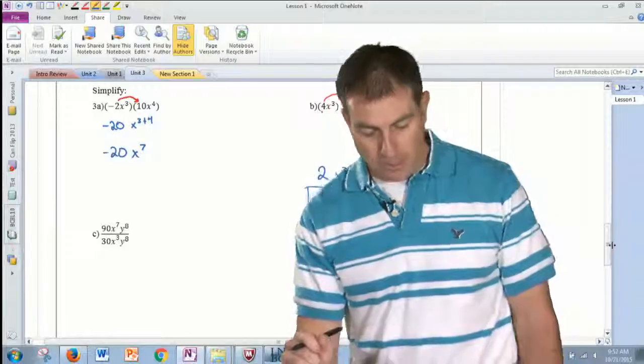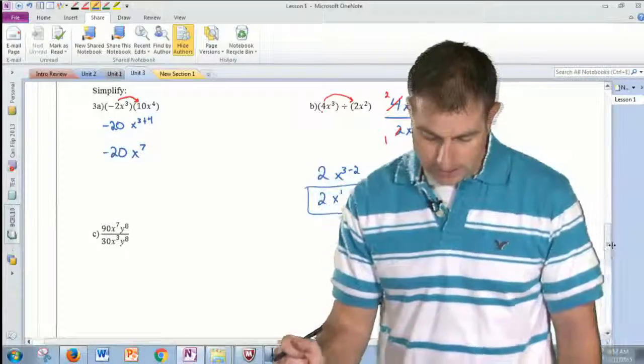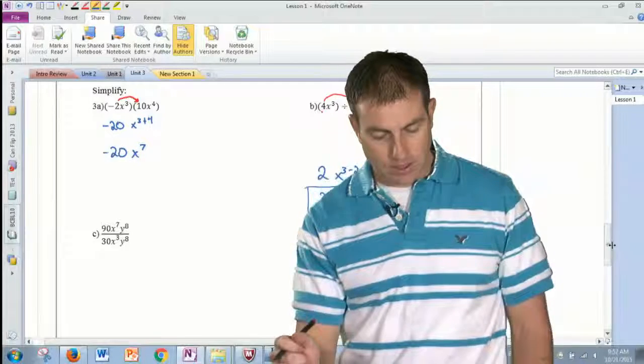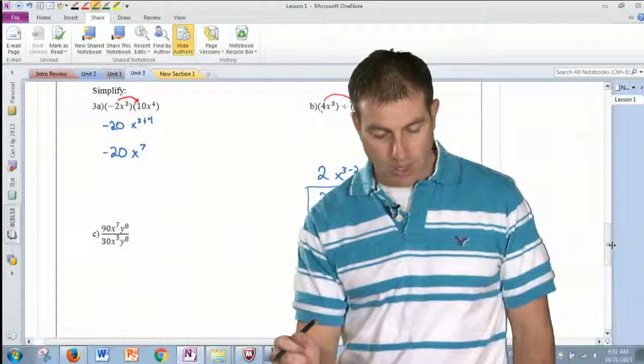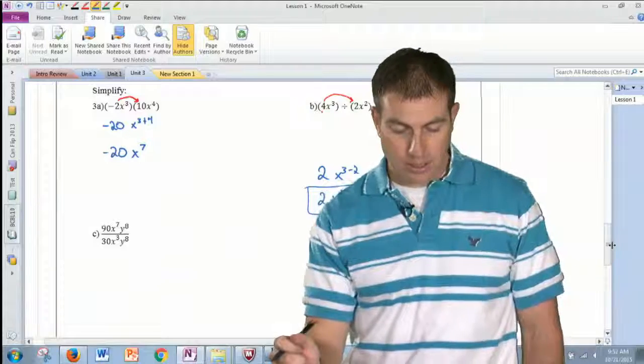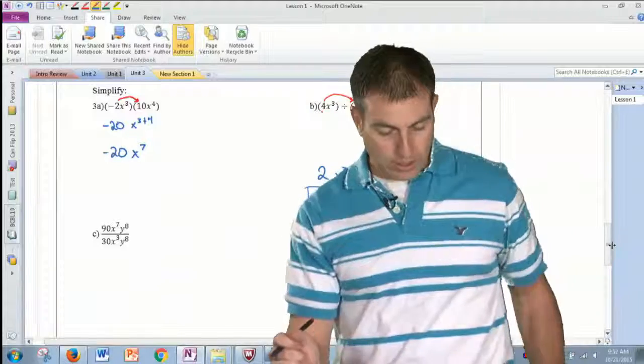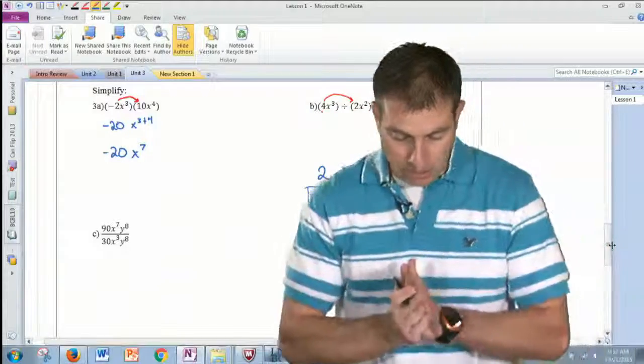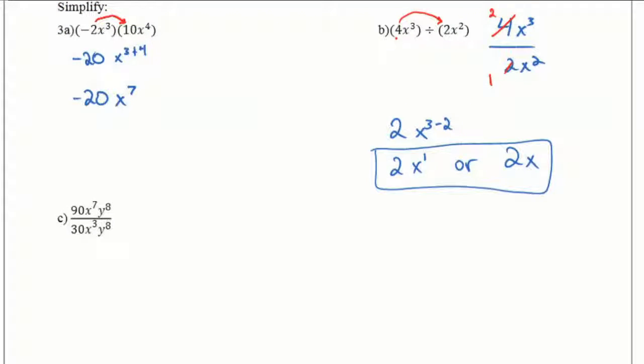Letter C. 90x to the 7, y to the 8, over 30x cubed, y to the 8. Here we go. What's common between the 90 and the 30? I could put 30 into 30 one time, and I could put 30 into 90 3 times. So that deals with my coefficients out front, or 90 divided by 30 is just 3.